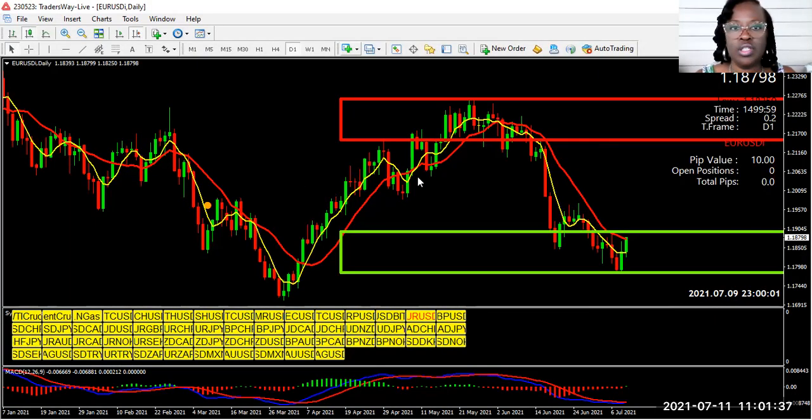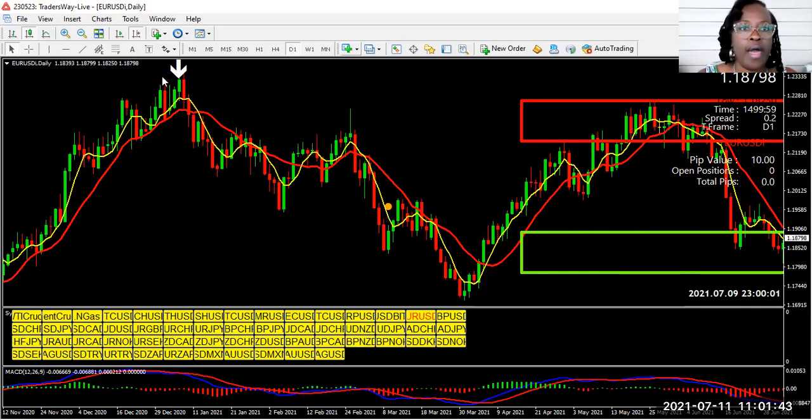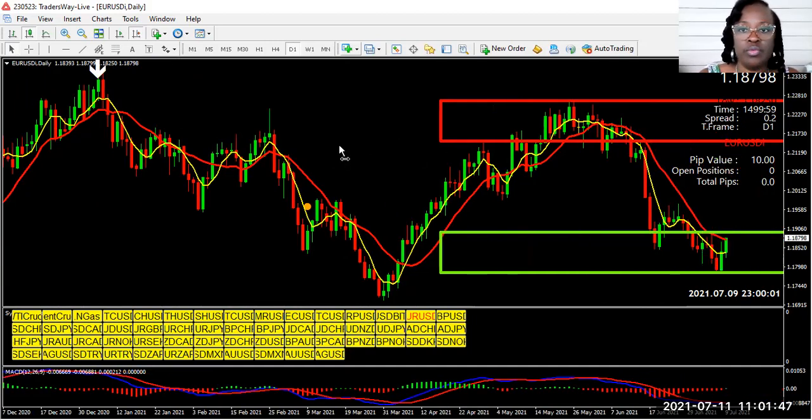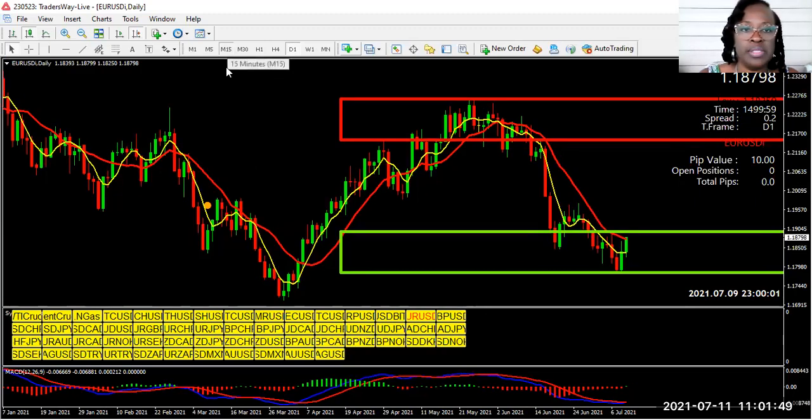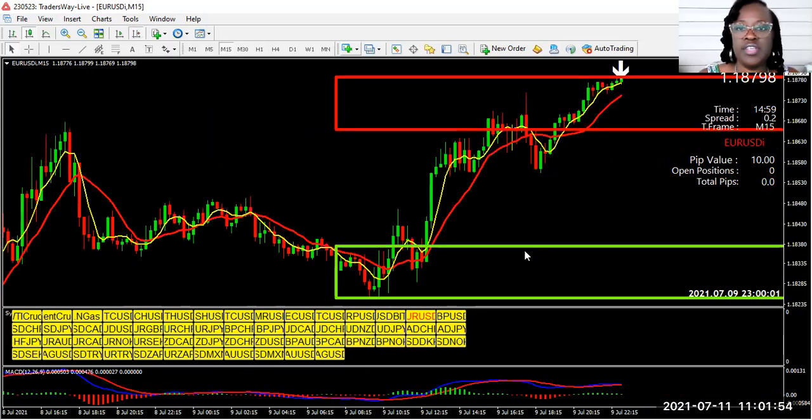Alrighty. We got stalled a little bit there, but we're on Euro USD on the daily. As I mentioned before, I'm looking for my big arrow. I have my big arrows telling me that the trend is bearish. So I'm looking for a sell. Simple as that. I then drop down to my 15-minute. On my 15-minute, I need price to be inside of the sell zone. Inside the sell zone, it is.